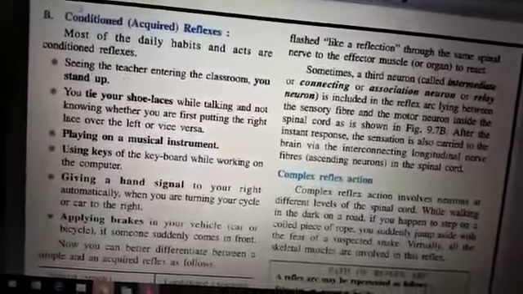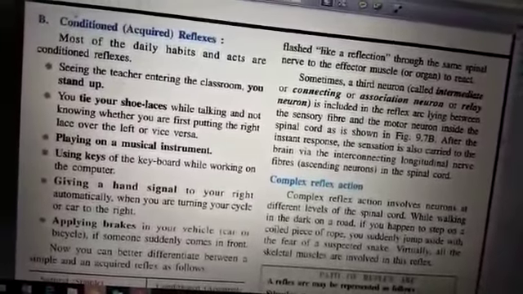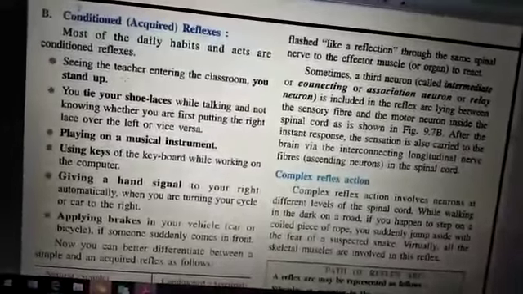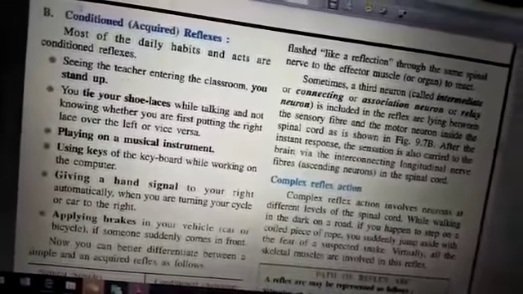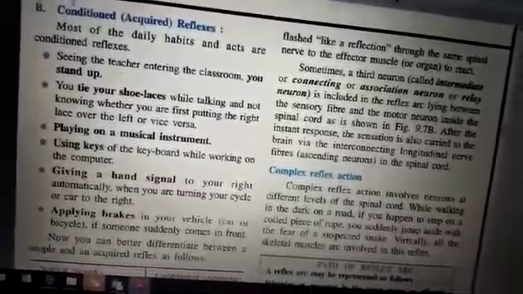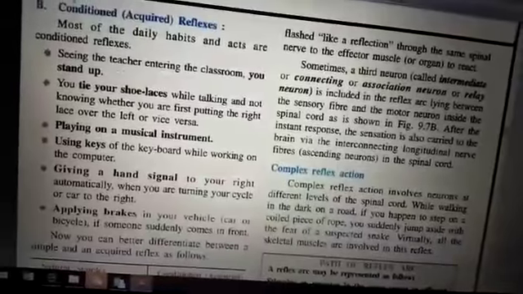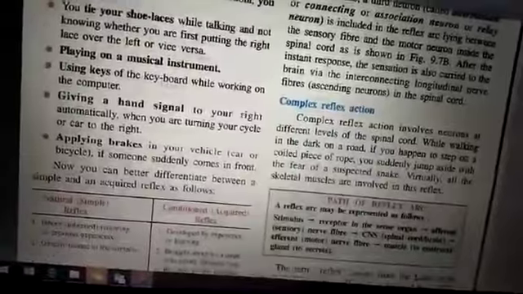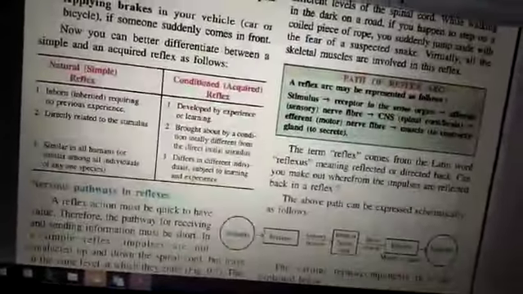Playing on a musical instrument. Using the keys of the keyboard while working on the computer. Giving a hand signal to your right automatically when you are turning the cycle or a car. Applying brake in your vehicle if someone suddenly comes in front of you. These are some of the examples of how the conditioned reflexes take place.